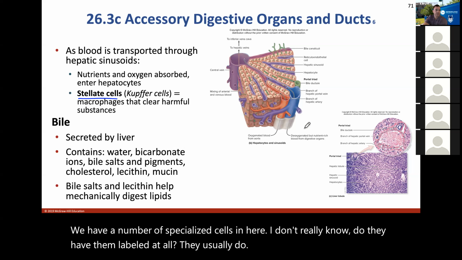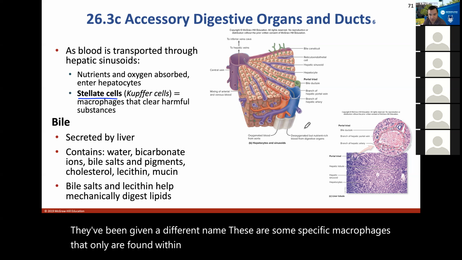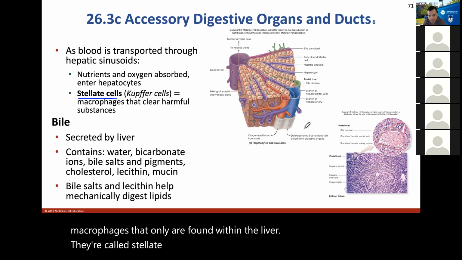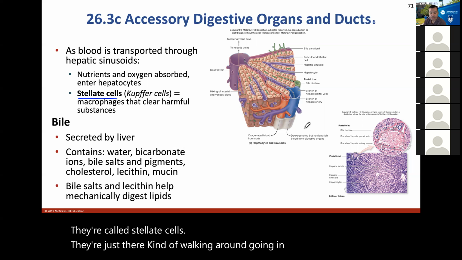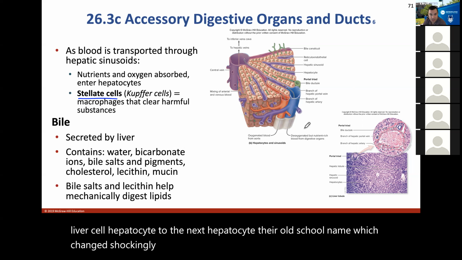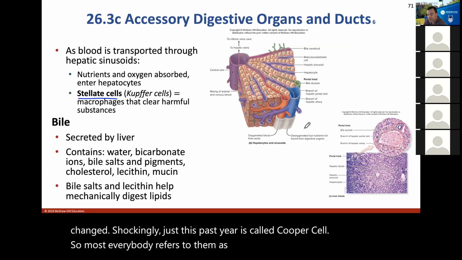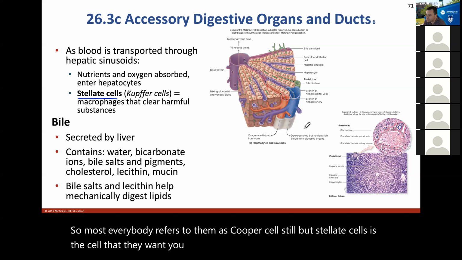They've been given a different name. These are some specific macrophages that are only found within the liver. They're called stellate cells. They're just there walking around, going in between one adjacent liver cell, hepatocyte, to the next hepatocyte. Their old school name, which changed shockingly just this past year, is Kupffer cell. Most everybody still refers to them as Kupffer cells, but stellate cells is the name they want you to know. That is the one I will ask on the exam if I ask about it.